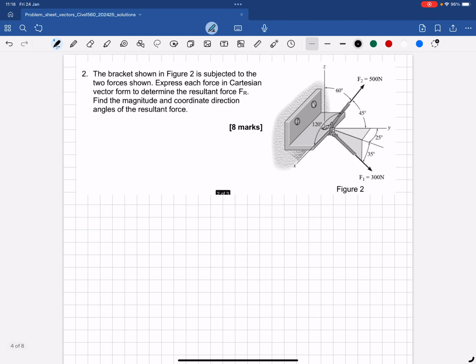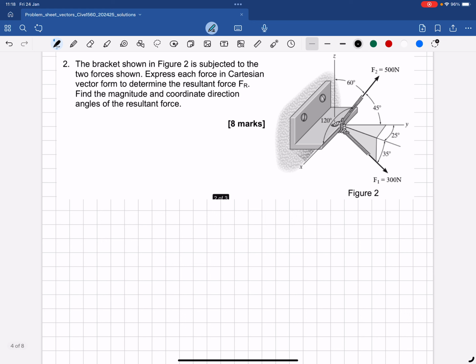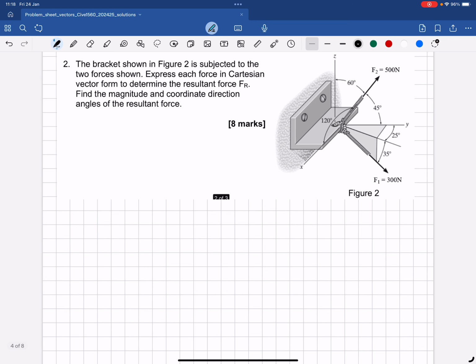Let's have a look at question 2. Now, we have two ropes on a bracket. On these two ropes, I've got a force acting, 300 and 500 newtons. And all the angles are defined for each of the ropes. So express each force in Cartesian vector form.